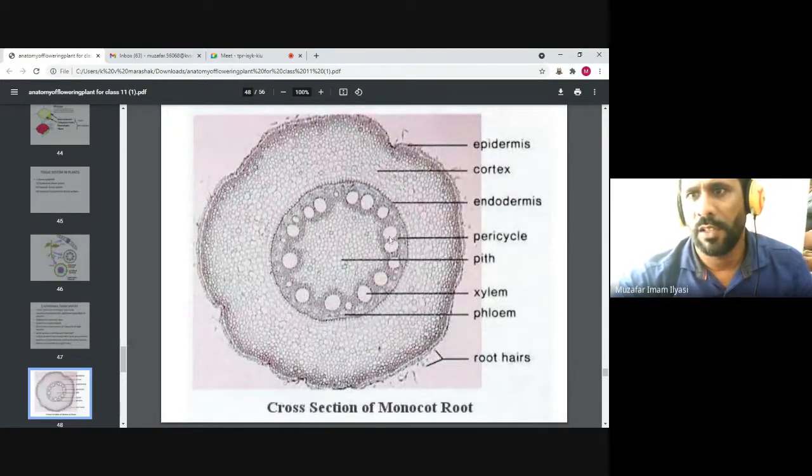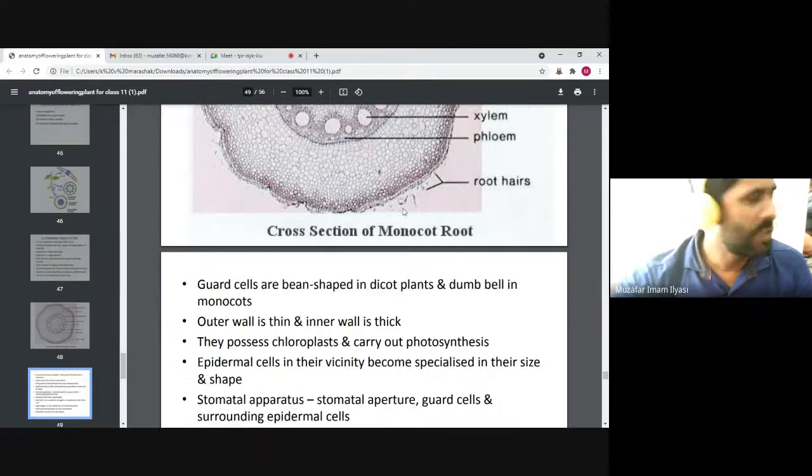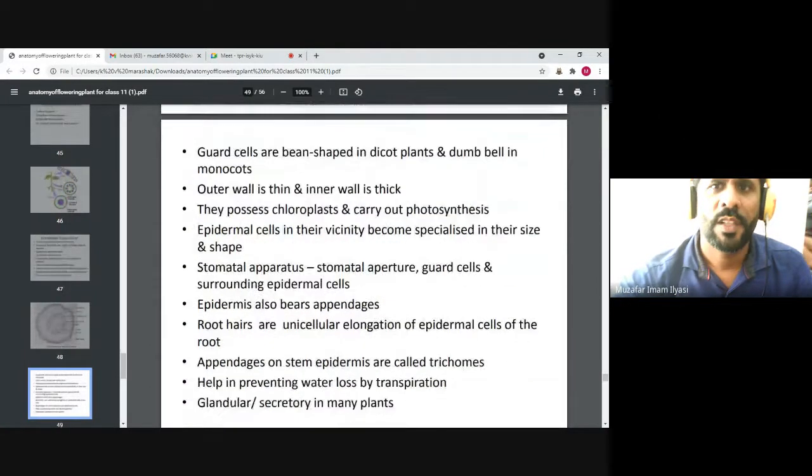This is the outer layer, the epidermis. Just in between the endodermis and outer epidermis is the cortex. After this is the pericycle, and this layer is the pith. Xylem is surrounded by phloem, and outside, root hairs are formed. This one is the cross section of a monocot root.